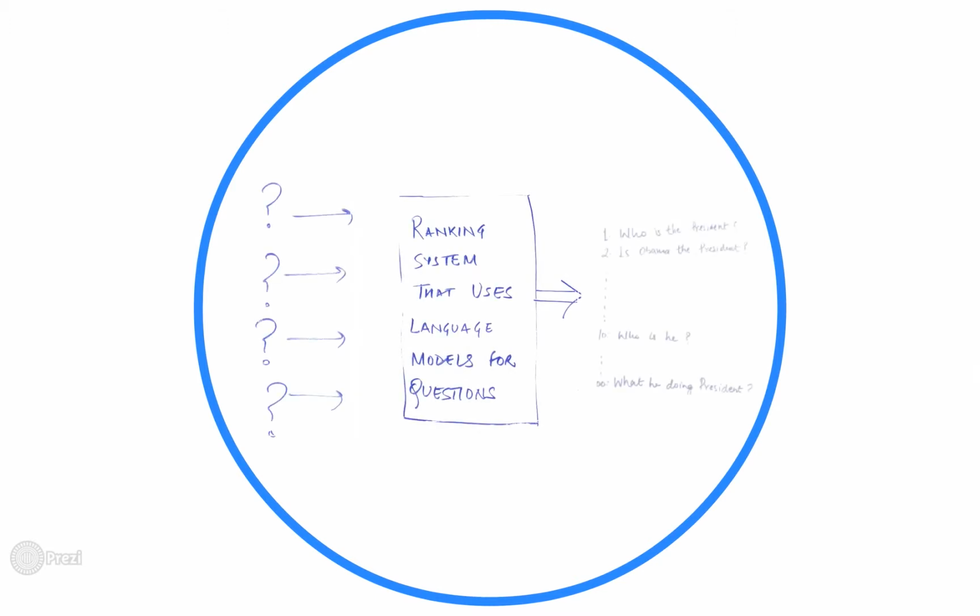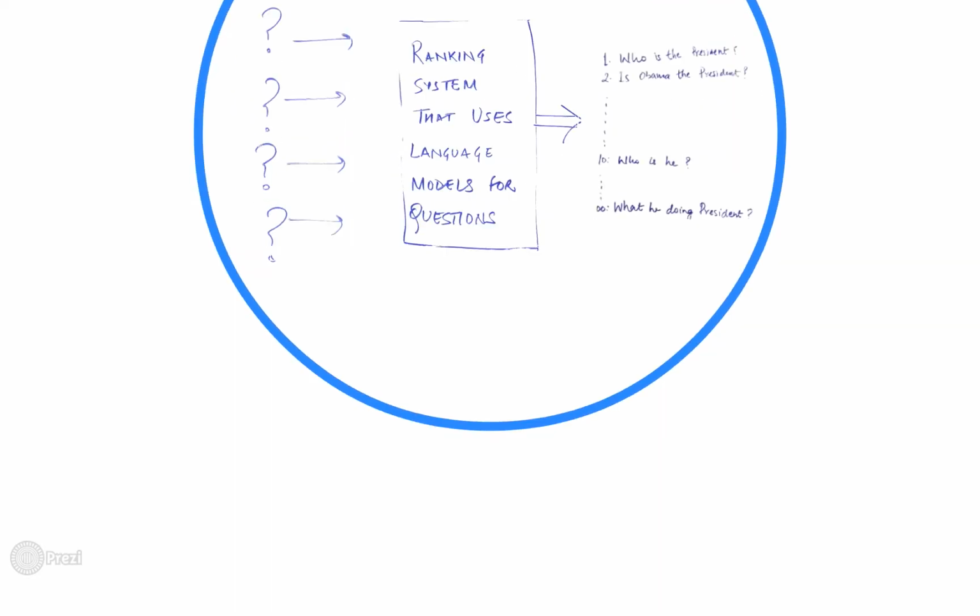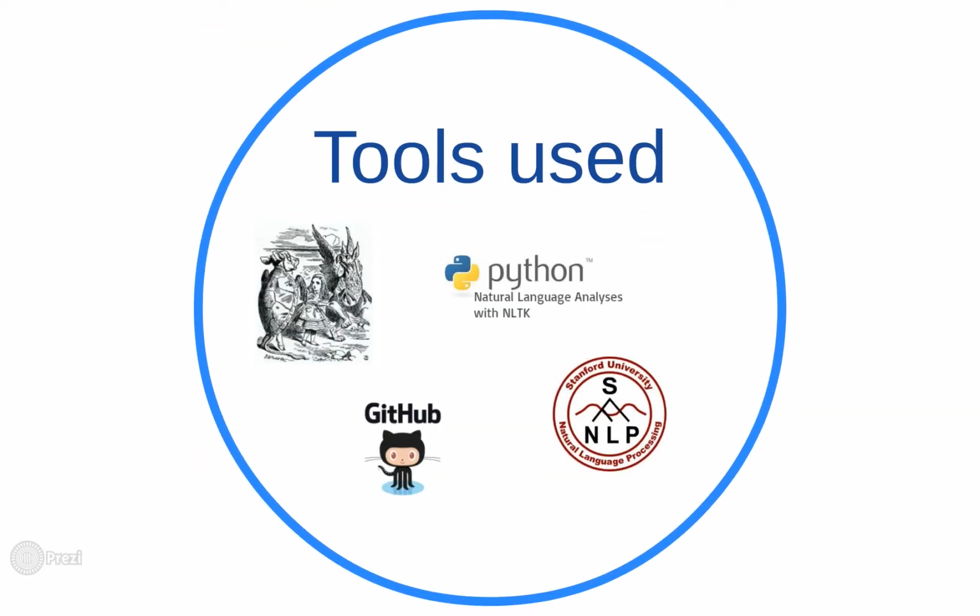Once we have generated many questions, we will rank them using a language model and potentially other metrics, and choose those with the highest score. These are the toolkits we've used.